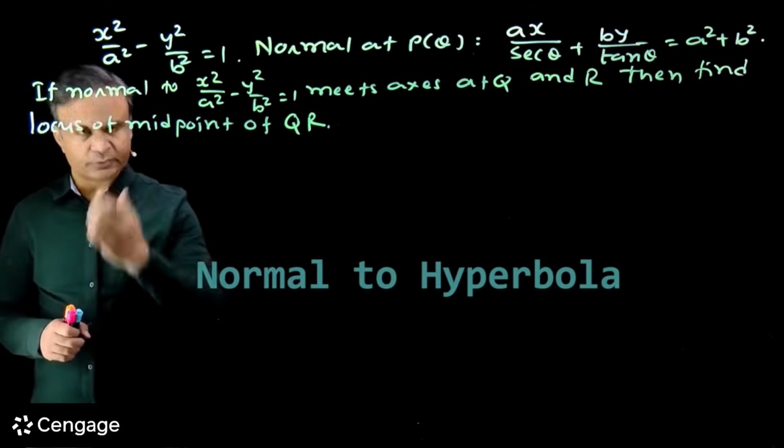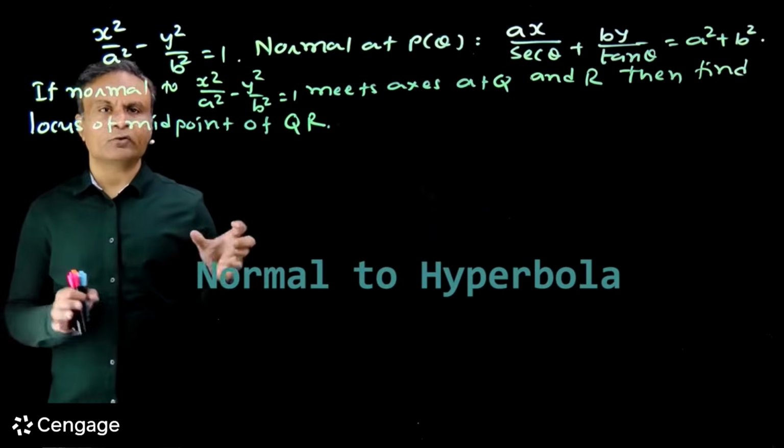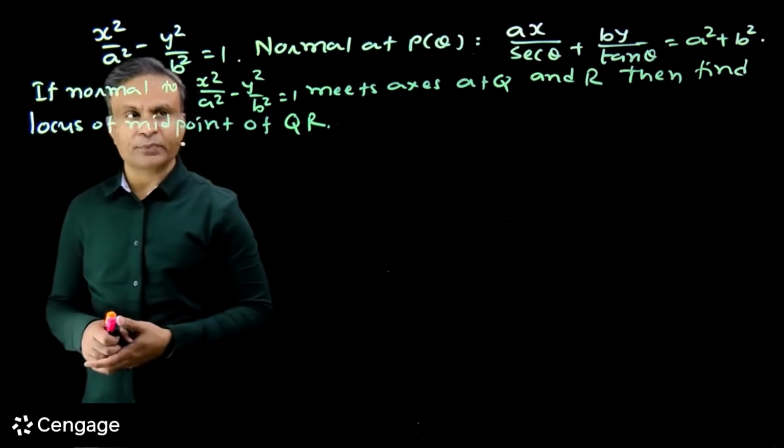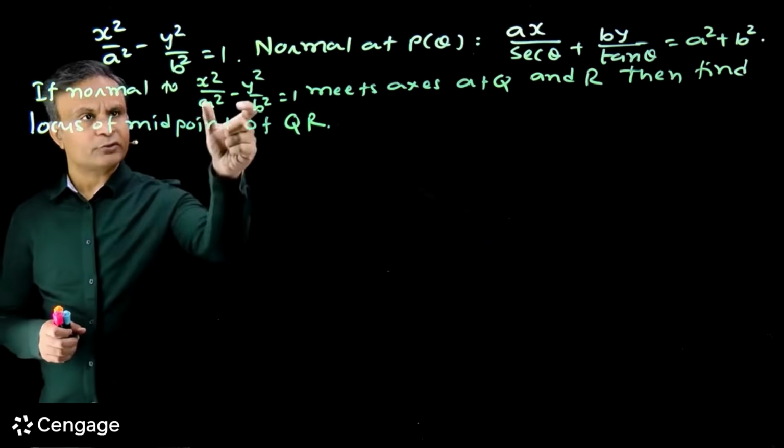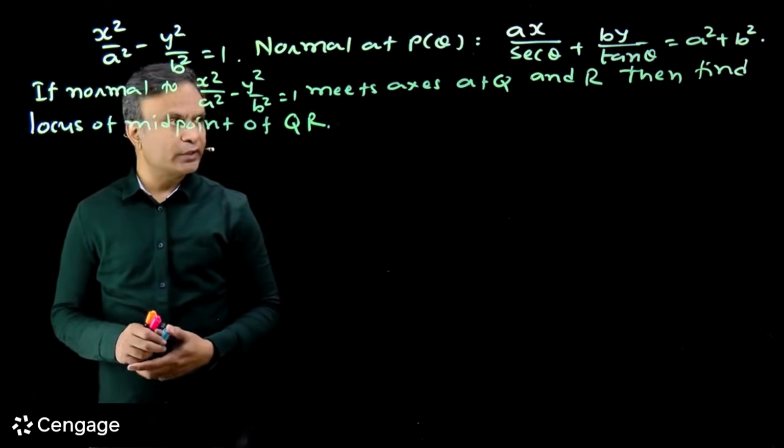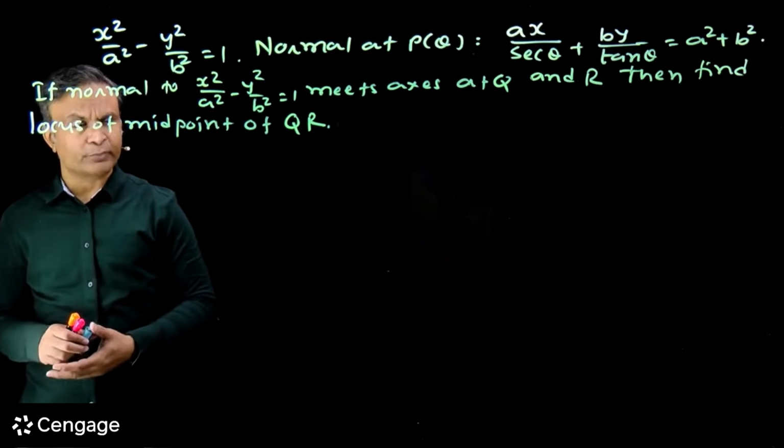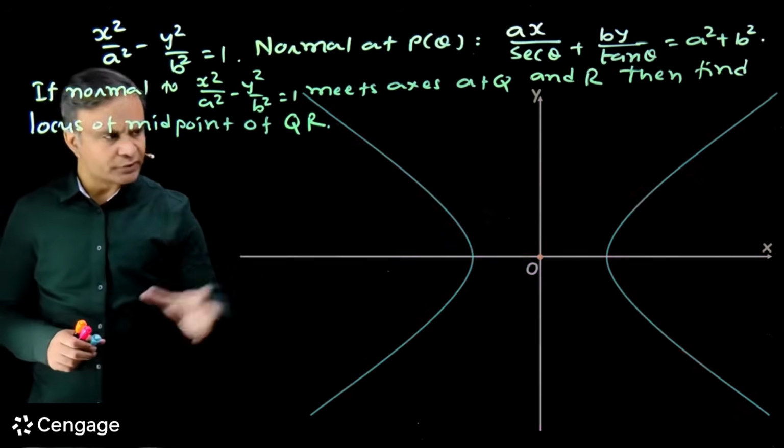Okay, now let's start some questions based on points of intersection of normal with the axis of hyperbola. Here we have a question: if normal to this hyperbola meets axis at Q and R, then find the locus of midpoint of QR. Let's draw the diagram.